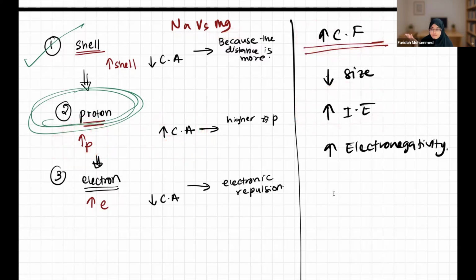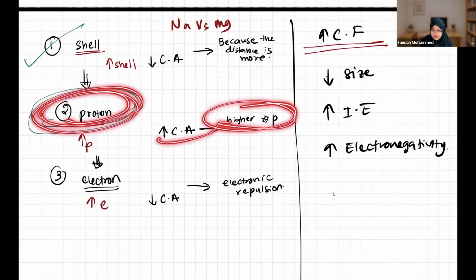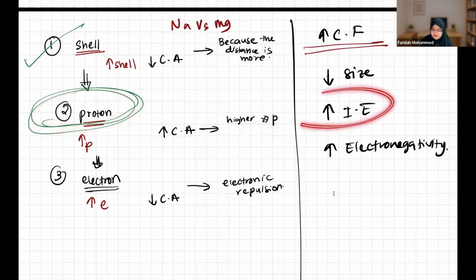That's it. This one page is going to help you. You can explain everything, but the more you explain, the more chance of getting it wrong. So just stick to the keywords you need: Coulombic attraction or Coulombic force, higher number of protons, higher Coulombic attraction, therefore ionization energy is higher. Or if you want to say it's hard to remove electrons, that's good too.